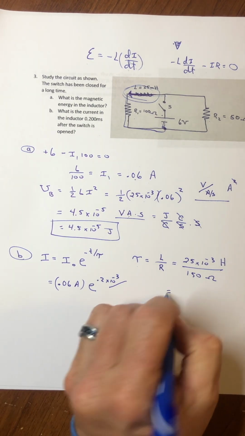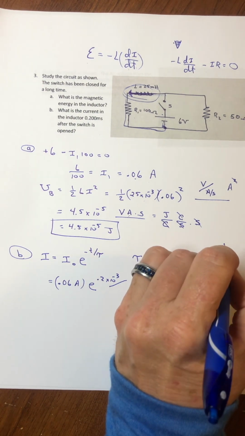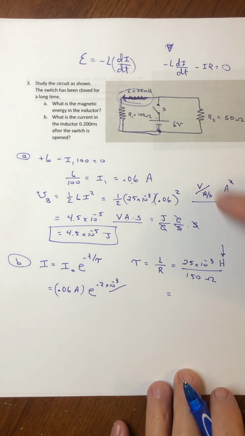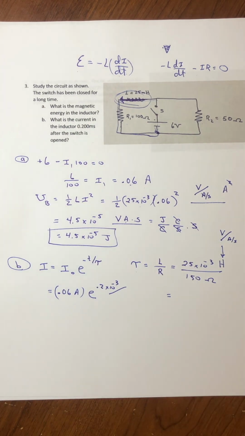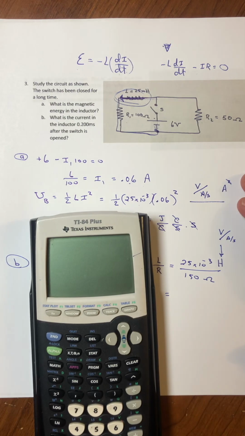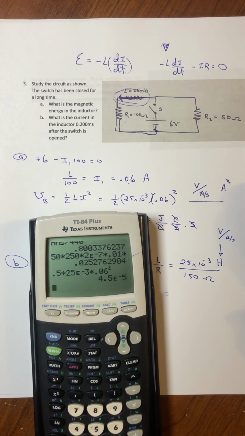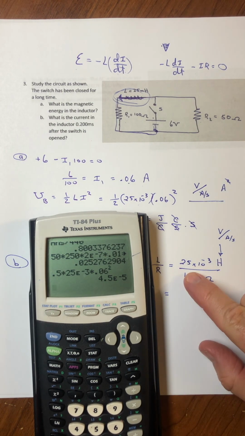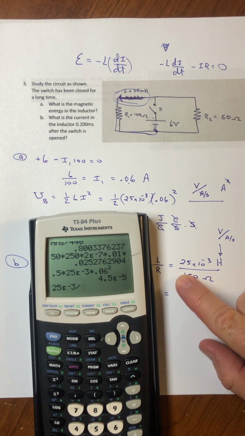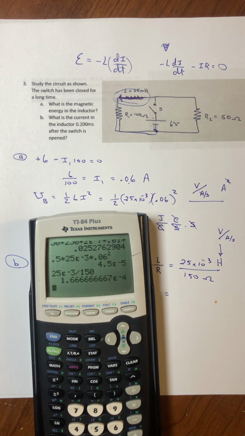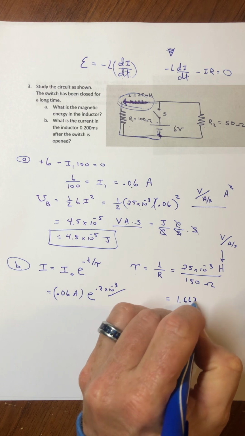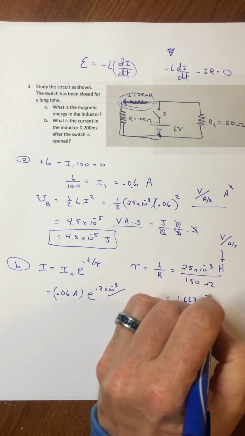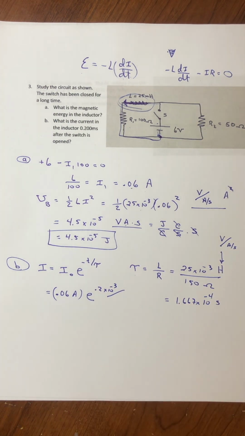I'll do the numbers and then the units just to have fun with this again. But remember what a Henry is. A Henry is a volt over an amp per second. So numerically, if I take this 25 milli and divide by 150, I'm looking at a 1.667 times 10 to the minus 4. And it will come out to be seconds.